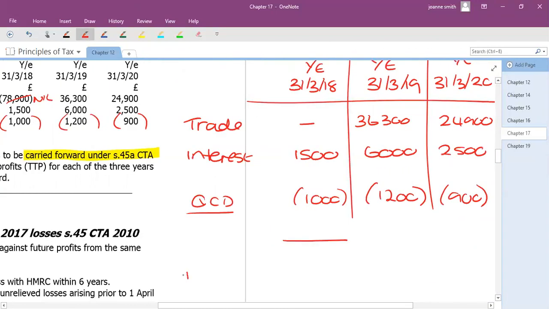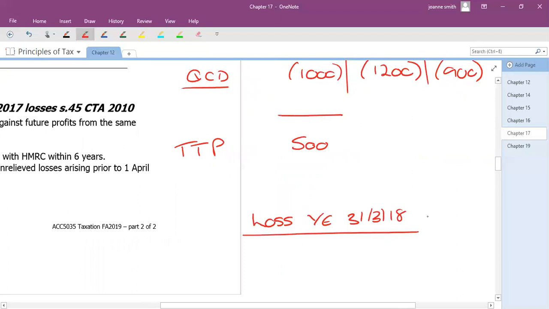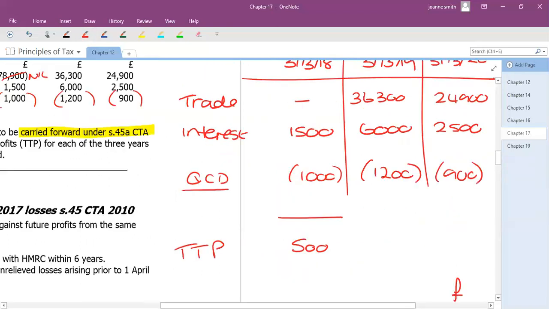So in the current year, the total taxable profit, 1,500 interest less the QCD, gives me 500. So I would pay tax on that at the usual 19%. Now, I've got this loss of 78,900, which I want to carry forward. So let's just make a note here. Loss from the year end March 18, and we've got a figure of 78,900. When we carry it forward against total profit before the QCD, without wasting the QCD.